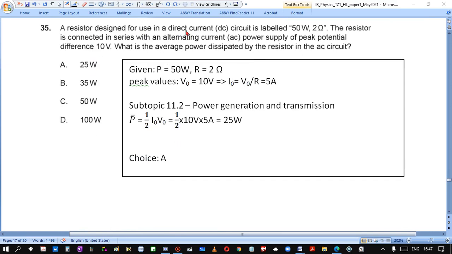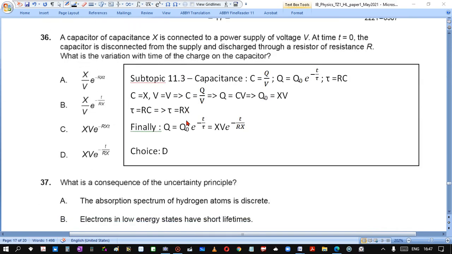Question 35. A resistor designed for use in direct current is labeled with a certain power. The resistor is connected in series with an alternating current supply, with a peak potential difference of 10 volt. What is the average power dissipated by the resistor in the AC circuit? So the peak value is 10 volt. Peak current will be 5 because the resistance is the same. Subtopic 11.2, power generation and transmission. So it is one half of the peak values multiplied. So we get 25 watt. It is choice A.